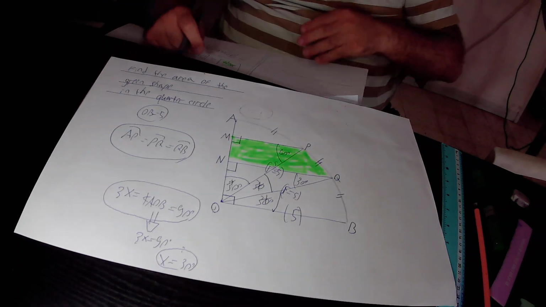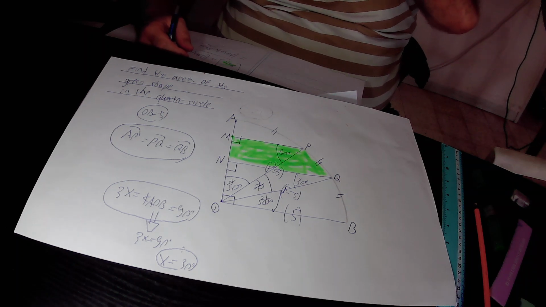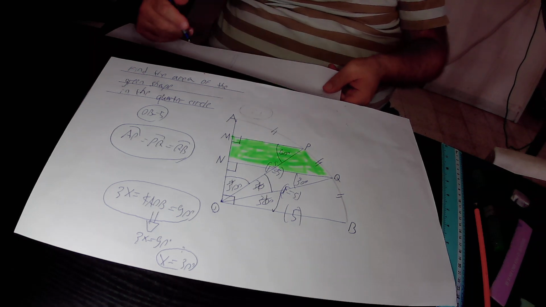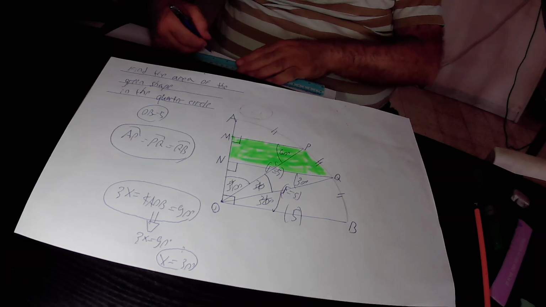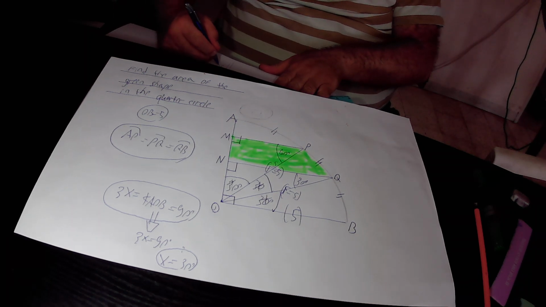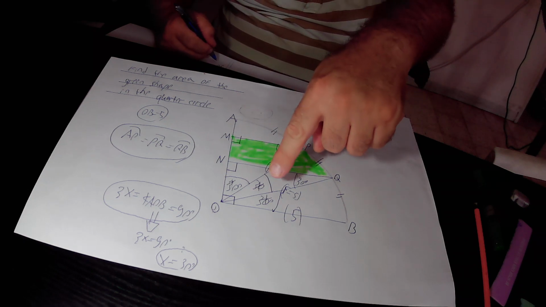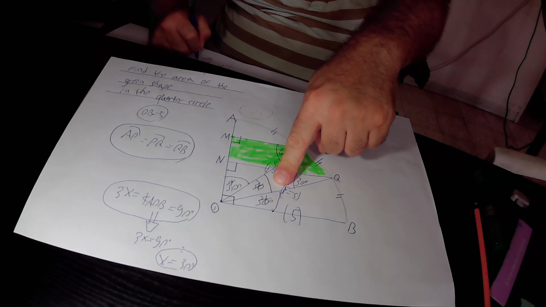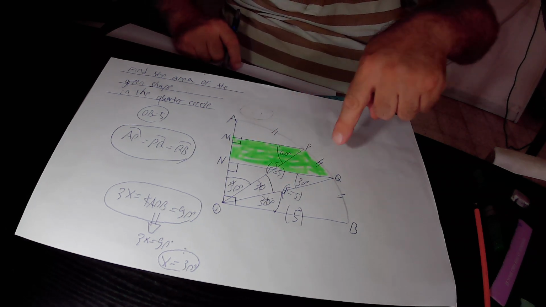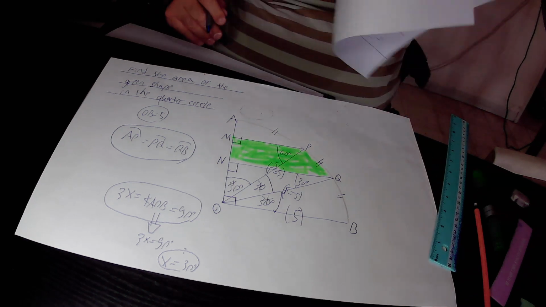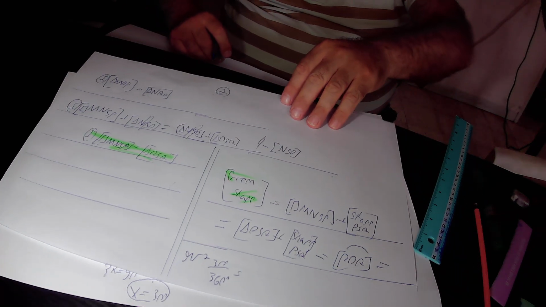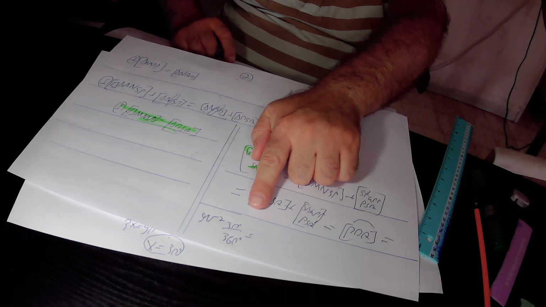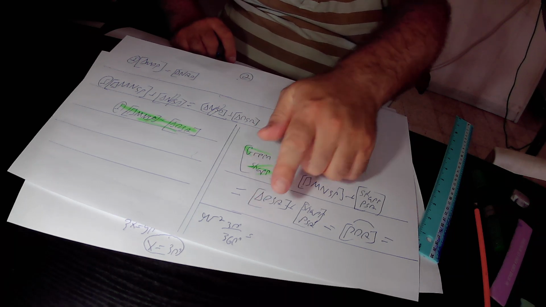So what is the area of sector POQ? The area of sector POQ is equal to pi r squared, that is the area of the circle that contains the sector, times the angle between the legs of the sector, that is 30 degrees, over 360 degrees.